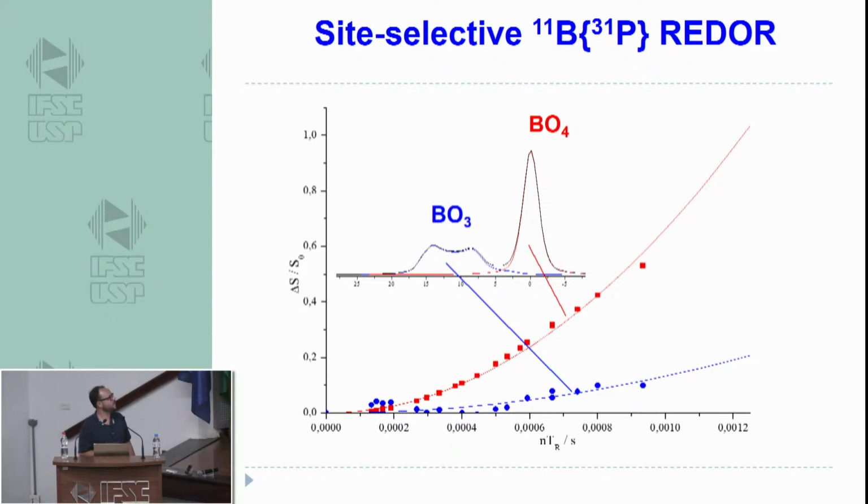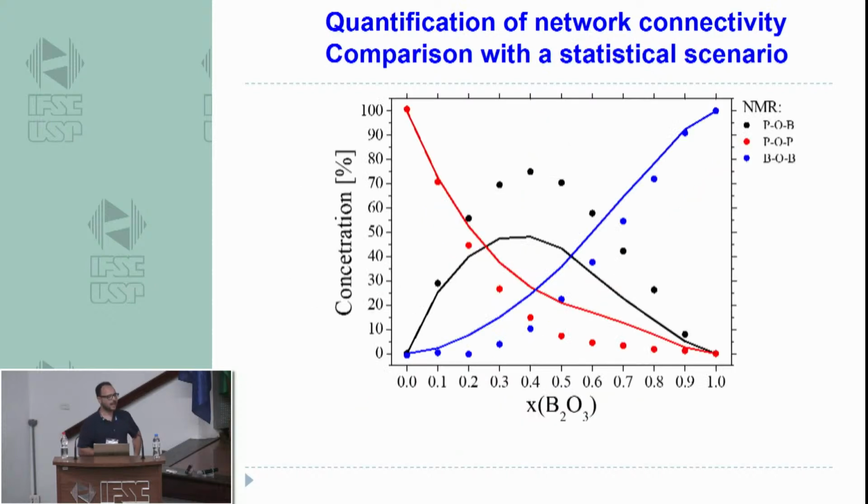So here's an example, for boron observed experiments, dephasing on the phosphorus. Then we can see how boron 3 and boron 4 are coordinating with phosphorus. We see here that we have a stronger dephasing for BO4, meaning that BO4 is preferentially connecting to phosphate species. And from double resonance experiments like this one, boron-phosphorus, and the opposite also, phosphorus-boron, and so on and so forth, we can quantify the number of POP and BOB linkages in a boron phosphate system, for example, and compare the evolution of these units with statistical scenarios.